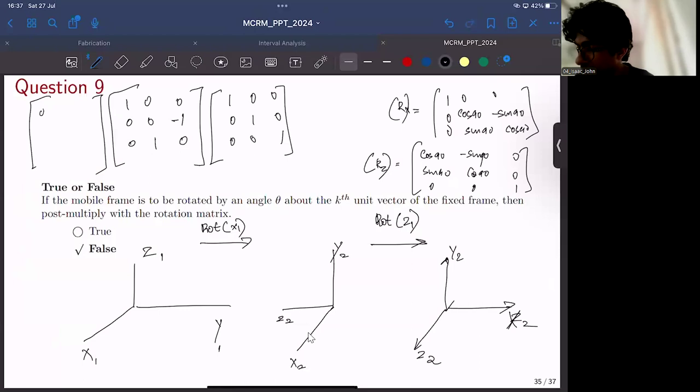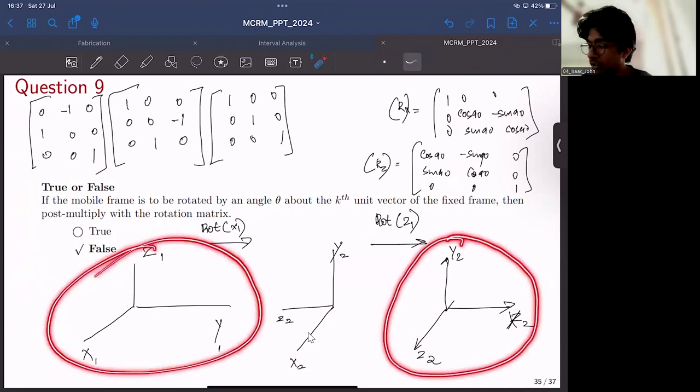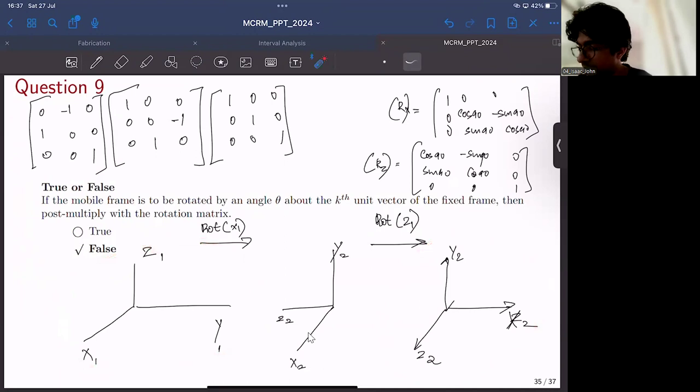So cos 90 is 0, minus sin 90 is minus 1. This is 0. Sin 90 is 1. Cos 90 is 0. Then 0. Then 0, 0, 1. So if you multiply this out throughout, finally you will get the rotation orientation of this with respect to the original frame of reference. So first we'll multiply this out, then multiply this with the pre-multiplication.